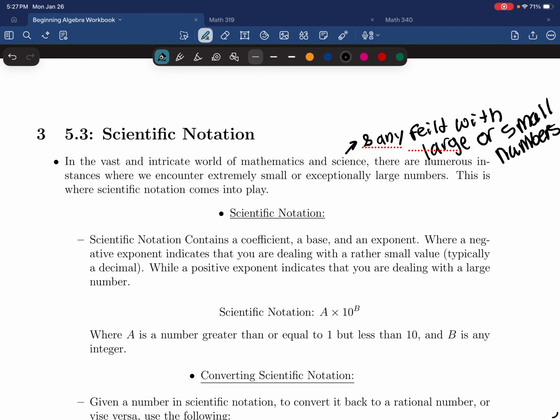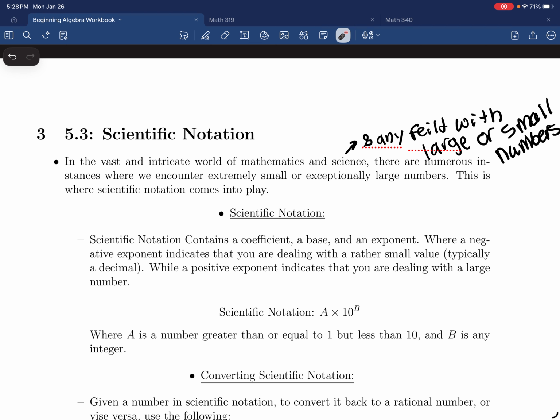In the vast and intricate world of mathematics, science, and really any field that works with large or small numbers, there may be instances where you have to encounter scientific notation. In essence, scientific notation is a type of notation we use when we're dealing with rather large or rather small numbers that become rather troublesome to write out.